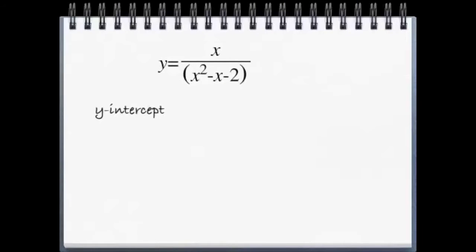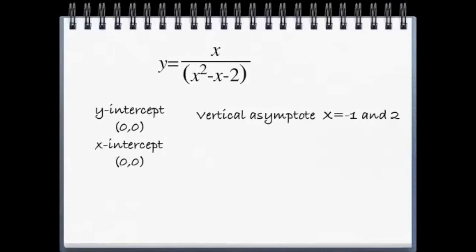Y is equal to x divided by x squared minus x minus 2. The y-intercept is the zero of the function, where the x-intercept is the zero of the numerator. The zero of the denominator is the vertical asymptote, which is x equals negative 1 and 2. Because the numerator's exponent is less than the exponent of the denominator, the horizontal asymptote is y equals 0.